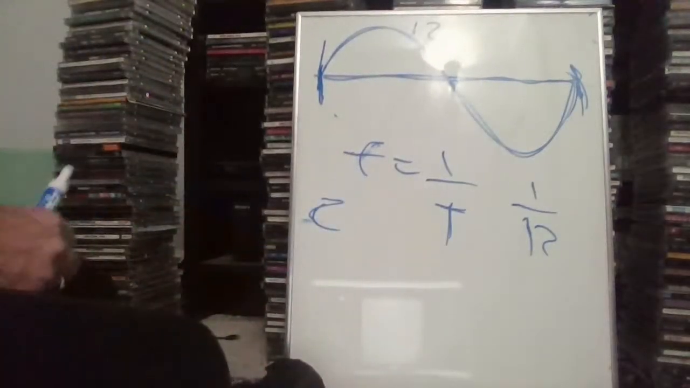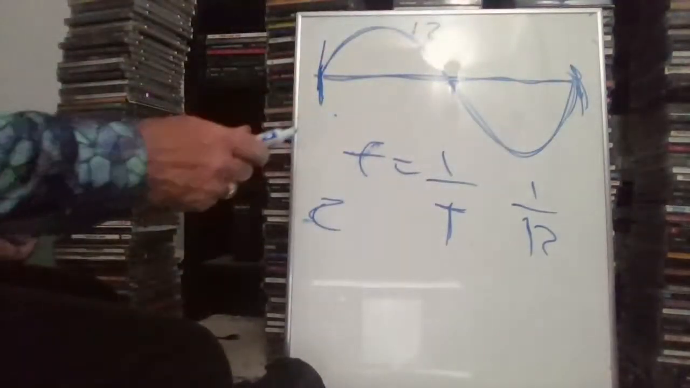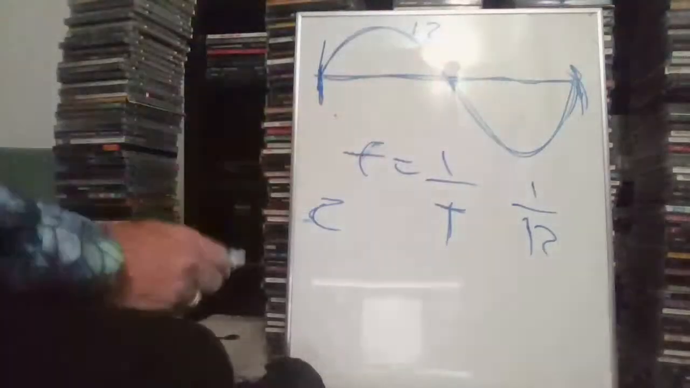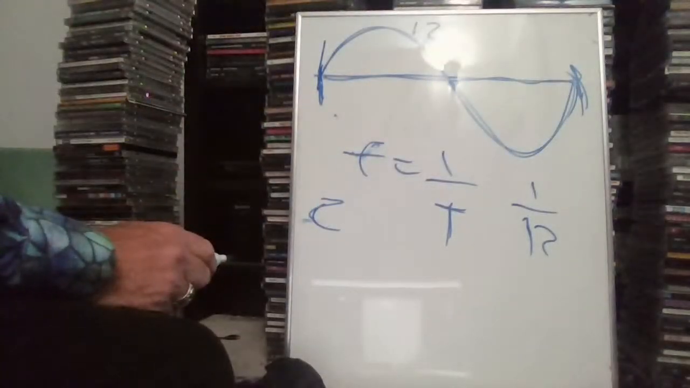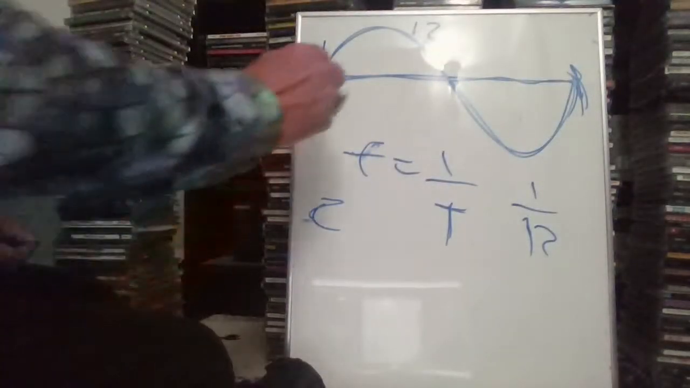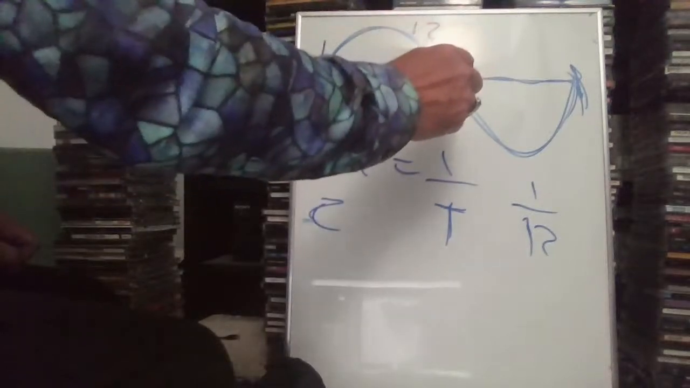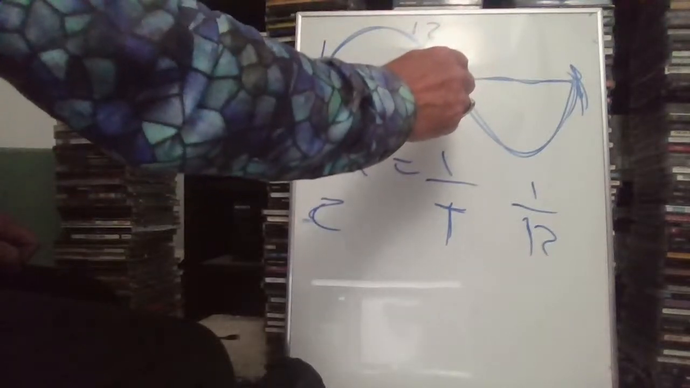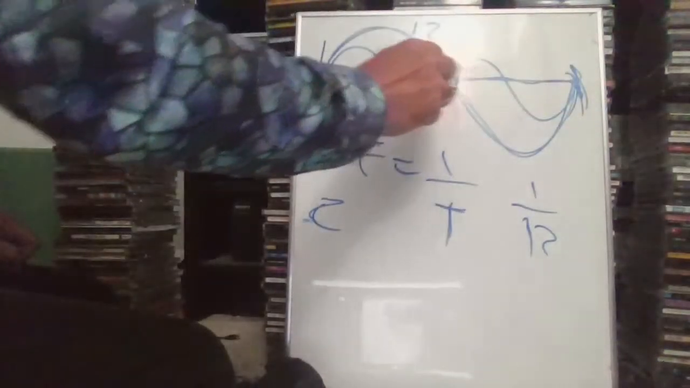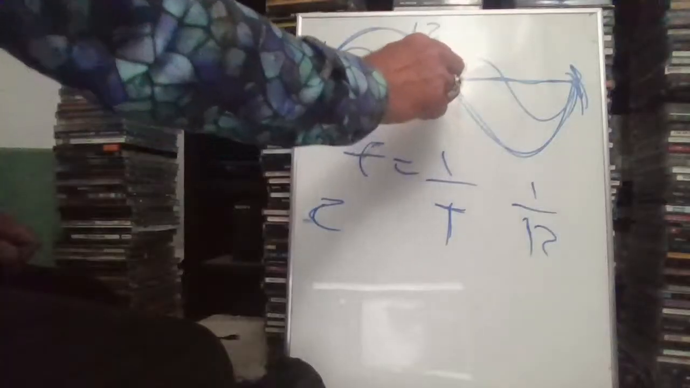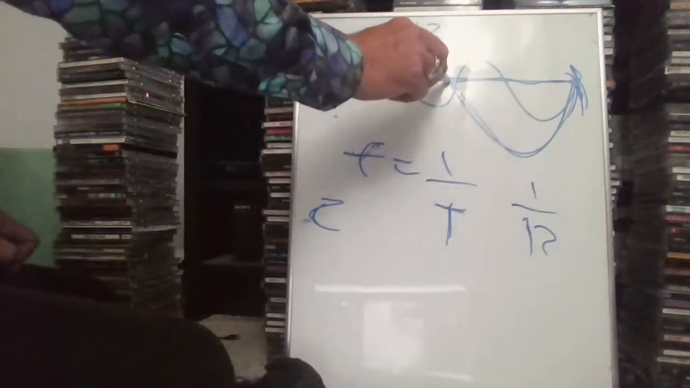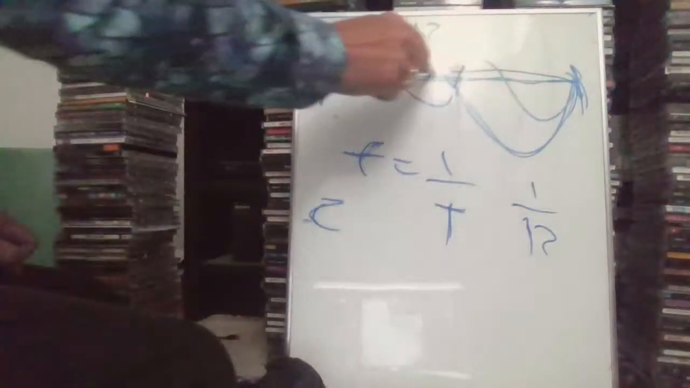Well, if this string vibrates at 12 and it's periodic at 12, it also vibrates at half that. It also vibrates at 2 cycles for that 12. So it also does this. It also can vibrate at 6 as its fundamental period, but 6 is half of 12, so it still has a period of 12.